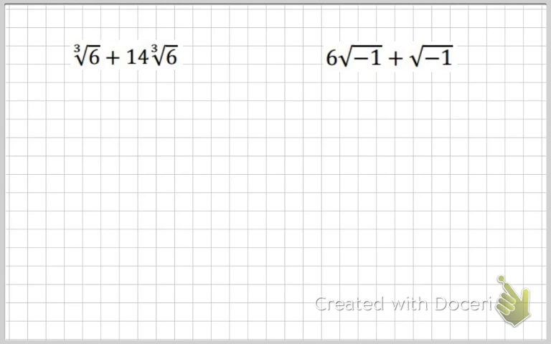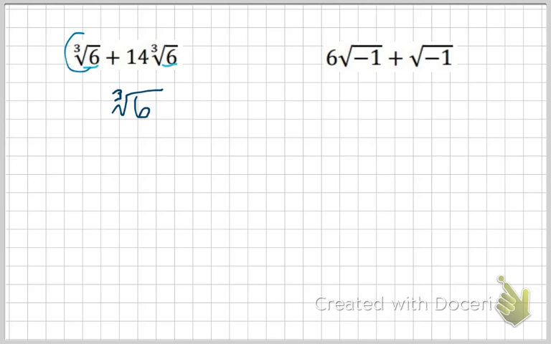Next, in this problem, we have the cube root of 6 plus 14 cube root of 6. Different root, different index. But they're the same on both, so that's fine. 6 and 6, perfect. They're the same. So we can go ahead and combine. So, our final answer should have a cube root. So let me rewrite this. There should be a tiny 3 there of 6.